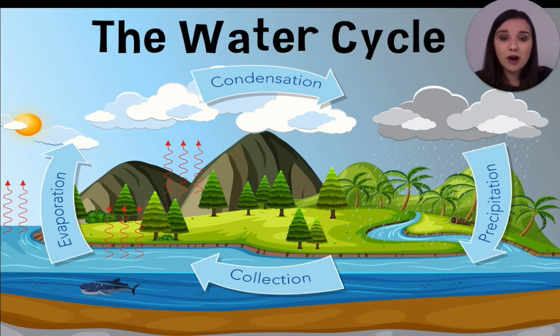There are 4 parts of the water cycle. We're going to start with evaporation. We have evaporation, condensation, precipitation, and collection. What do you already know about those 4 parts of the water cycle? We're going to go through each part of the water cycle and discuss what's happening to the water.